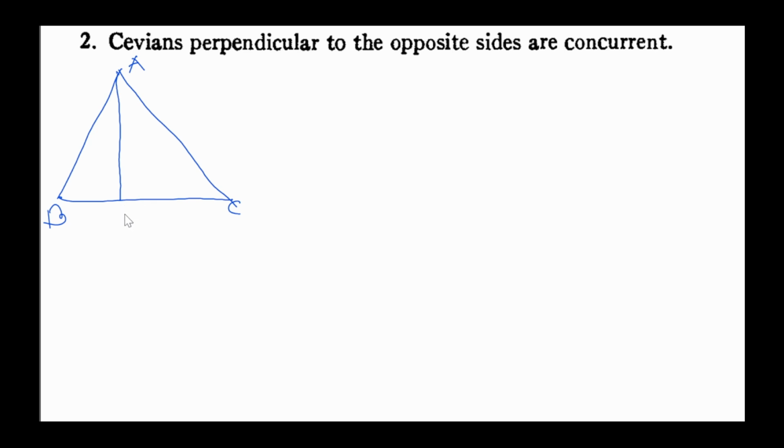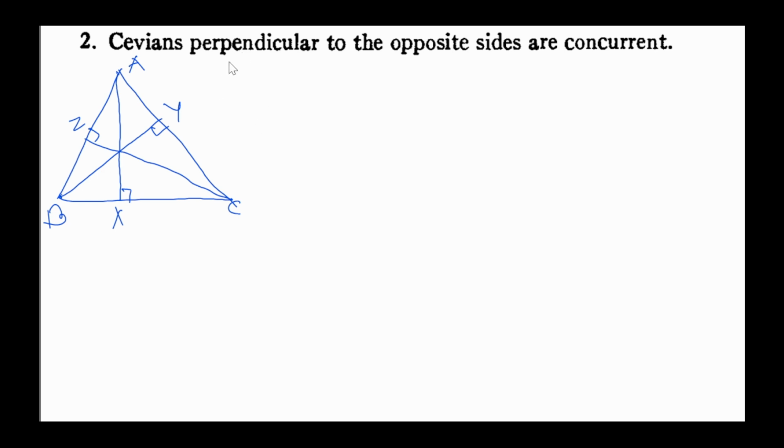Let us say this altitude is AX, and the altitude from vertex B is say BY. Then the altitude CZ. So these are the three altitudes in a given triangle ABC. We have to prove that these three perpendiculars, or say altitudes, are concurrent.